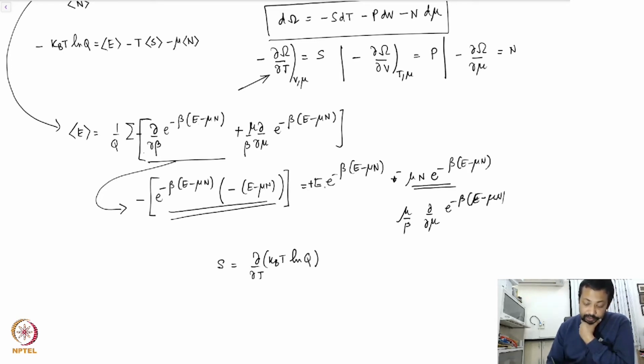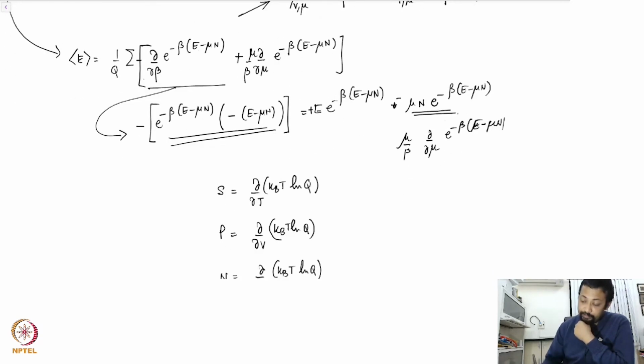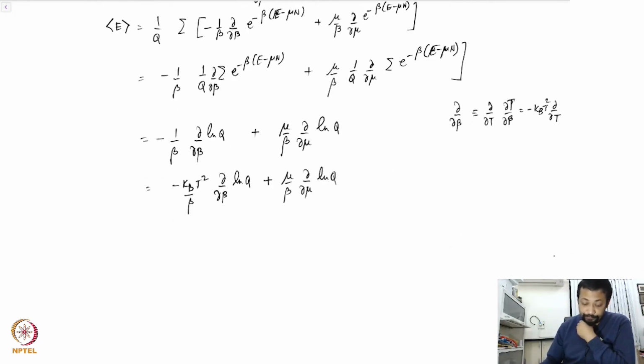And that becomes e to the power minus beta e minus mu n, and then you have a minus mu n e to the power minus beta e minus mu n. But this particular term is del mu e to the power minus beta e minus mu n, because if you take a derivative with respect to mu now, you will bring down beta times n, and so I'm dividing by beta, and therefore this is not going to be there.